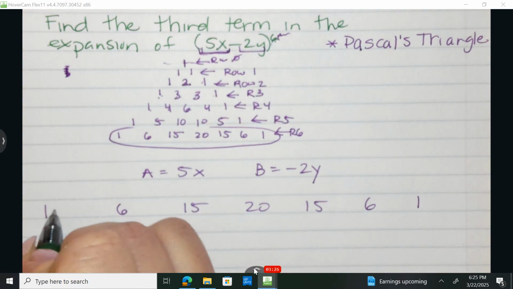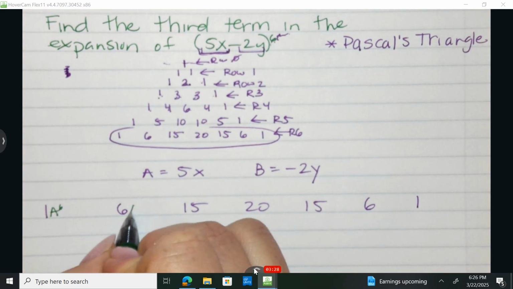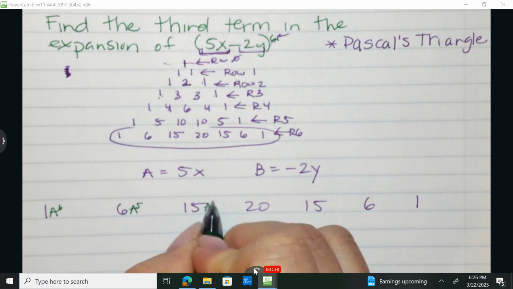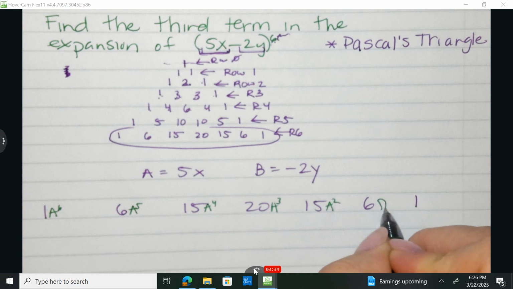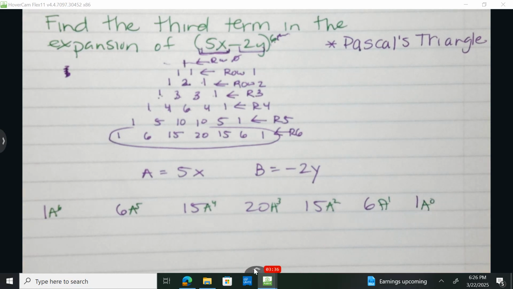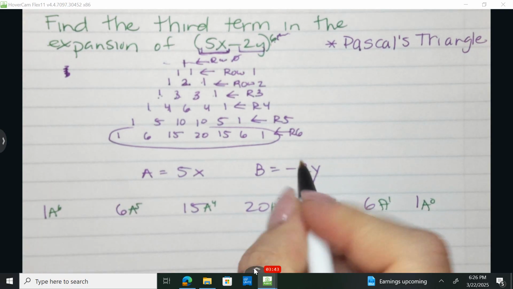Now I'm going to start with A, and it's going to be A to the 6th, A to the 5th, A to the 4th, A to the 3rd, to the 2nd, to the 1st, and to the 0. And now if I have a different one, I don't know if this one works, but we'll see. And now we're going to go backwards.